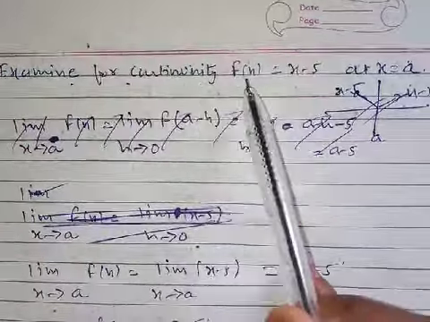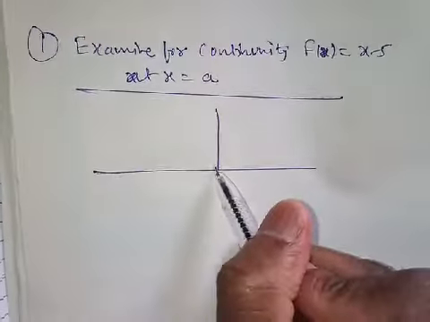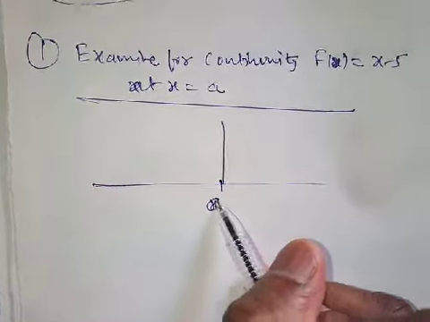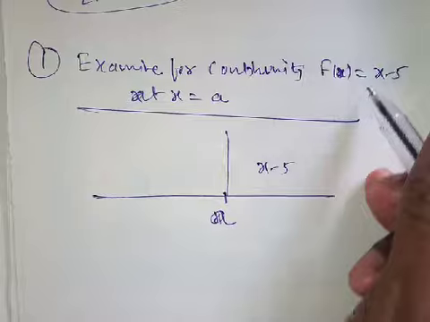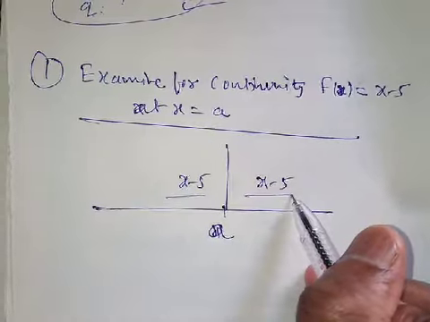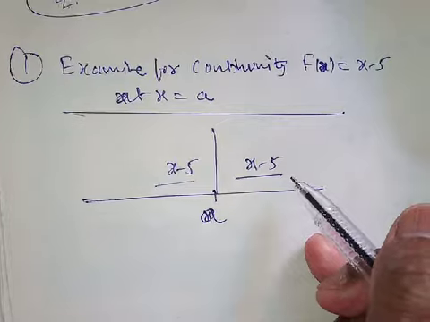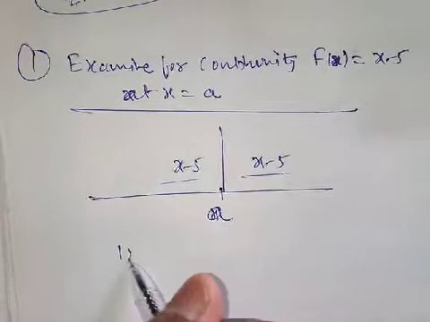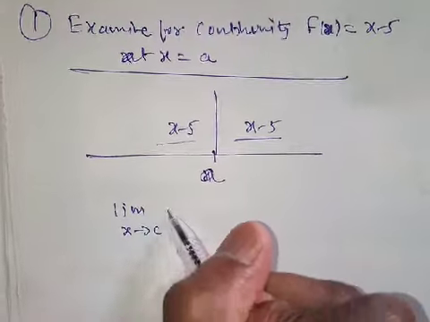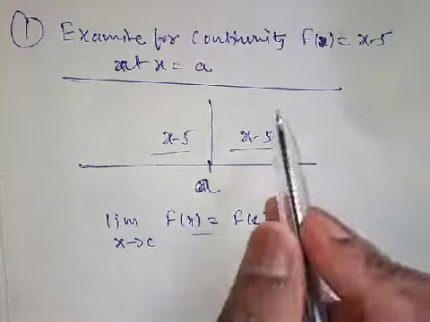One more example. Examine for continuity f of x is equal to x minus 5 at x is equal to a. If you draw it like this, this is the explanation, don't copy from here. Here is a; your right hand limit is x minus 5, because there is no separate right and left hand, both are the same. So left hand is also x minus 5 and right hand is also x minus 5. So we'll use the first definition. What is the first definition? The limit as x tends to c of f of x is equal to f of c. So let's check it.